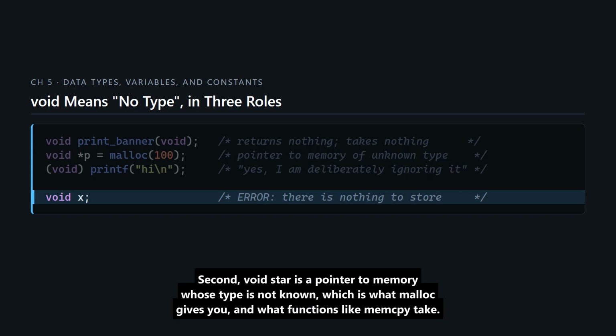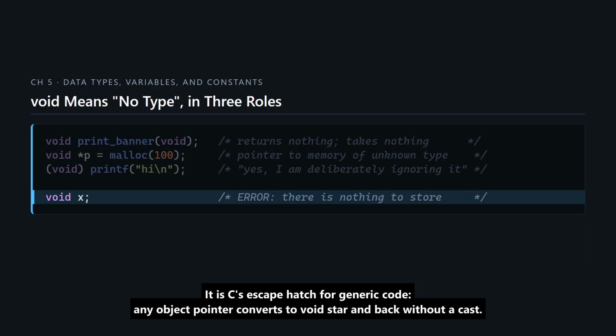Second, void star is a pointer to memory whose type is not known, which is what malloc gives you, and what functions like memcpy take. It is C's escape hatch for generic code. Any object pointer converts to void star and back without a cast.